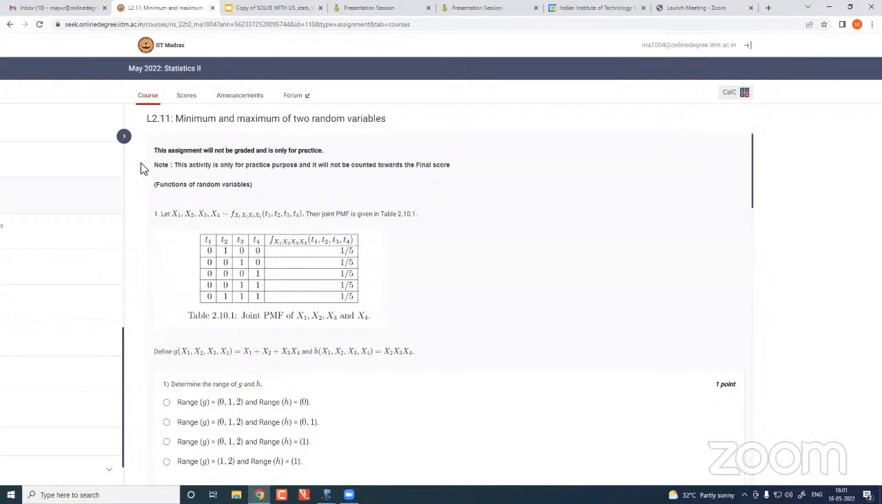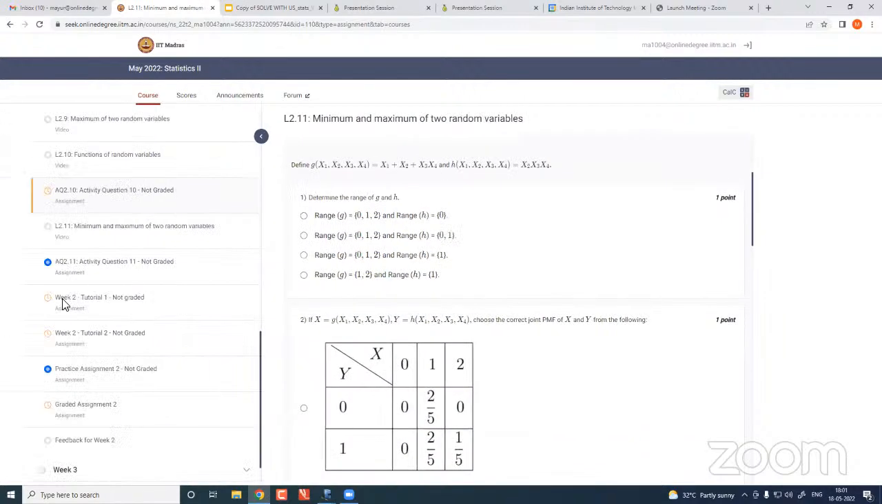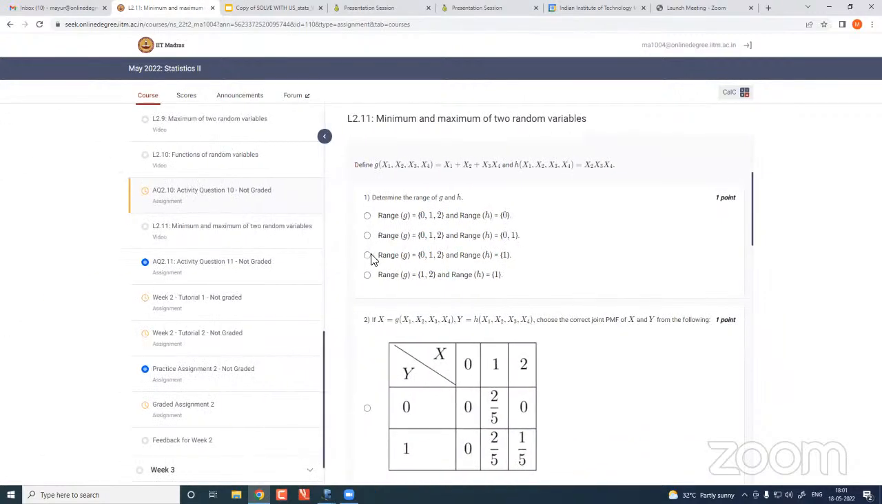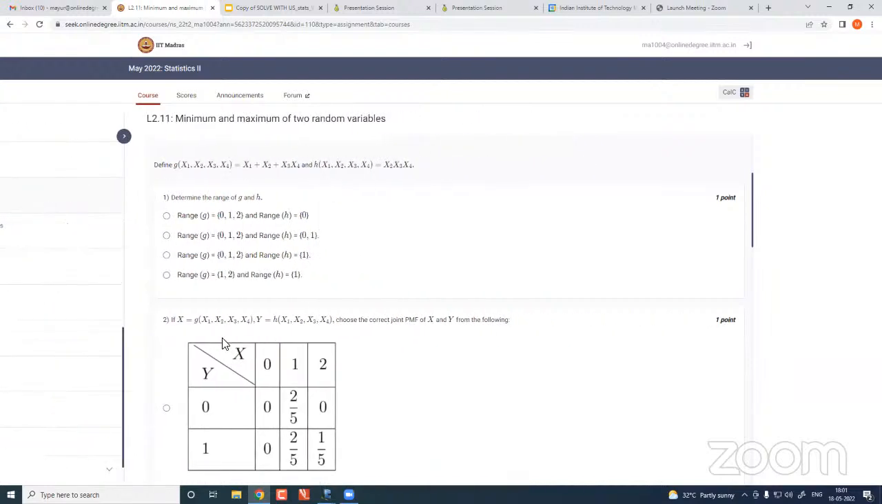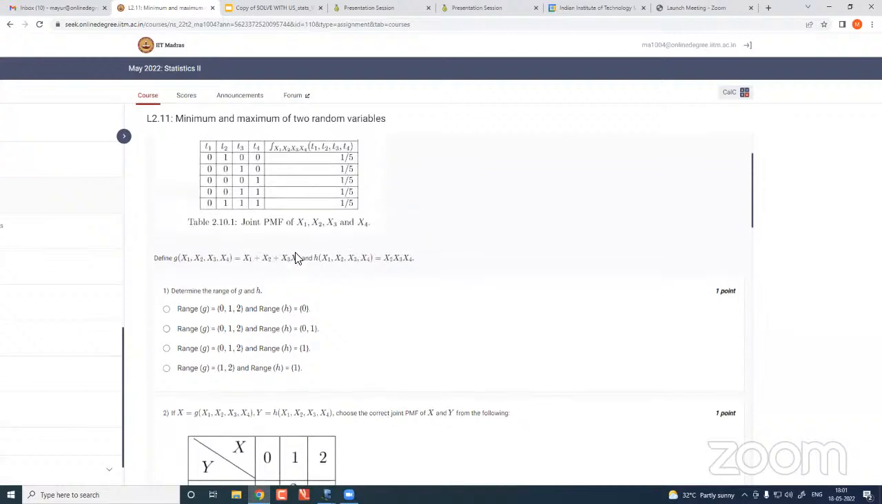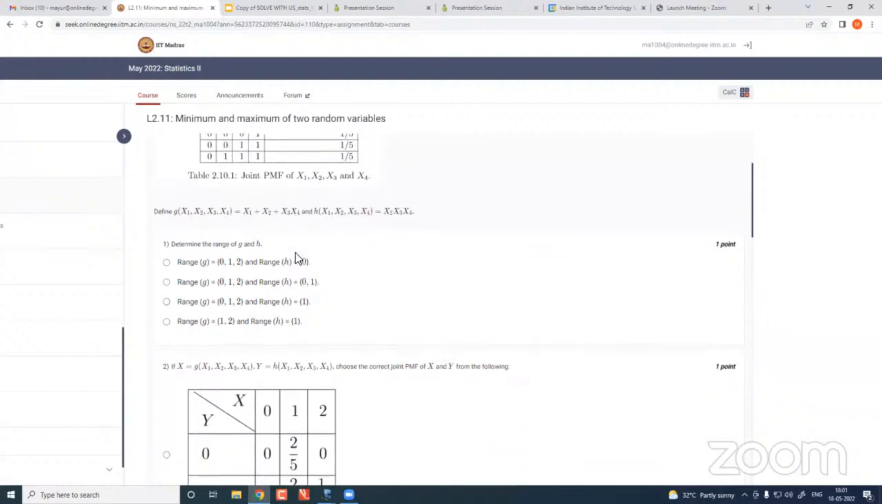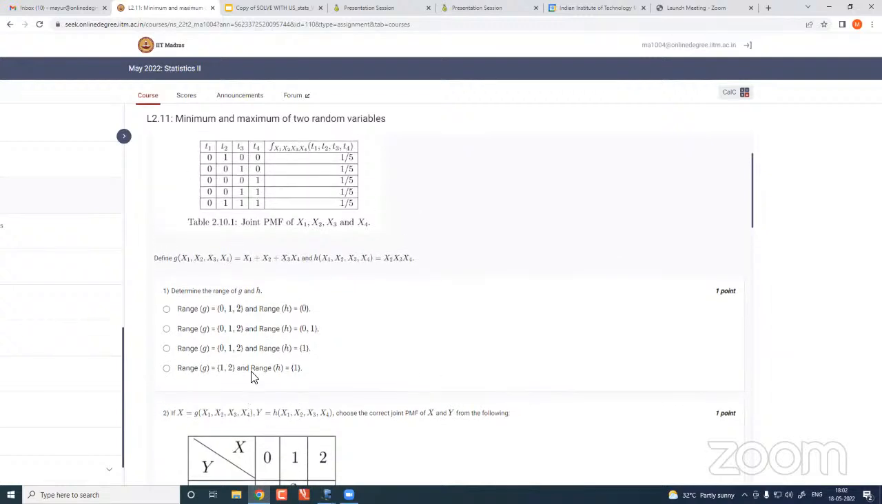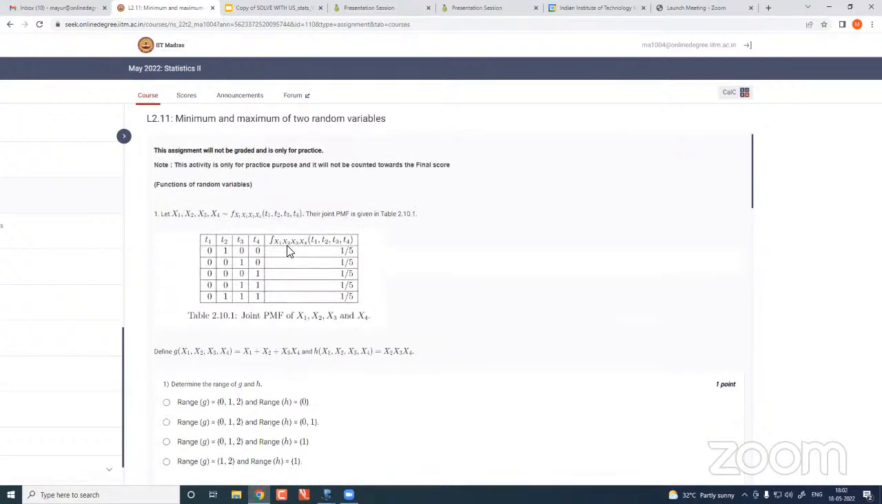Okay. This is the activity question. So the range I am able to identify, sir. The range is option number 2: G is 0, 1, 2 and H is 0, 1. This I am able to identify. Then question number 2 I am not able to proceed. Find the PMF using the above table. Okay, you can find the PMF. Then I will solve it again.